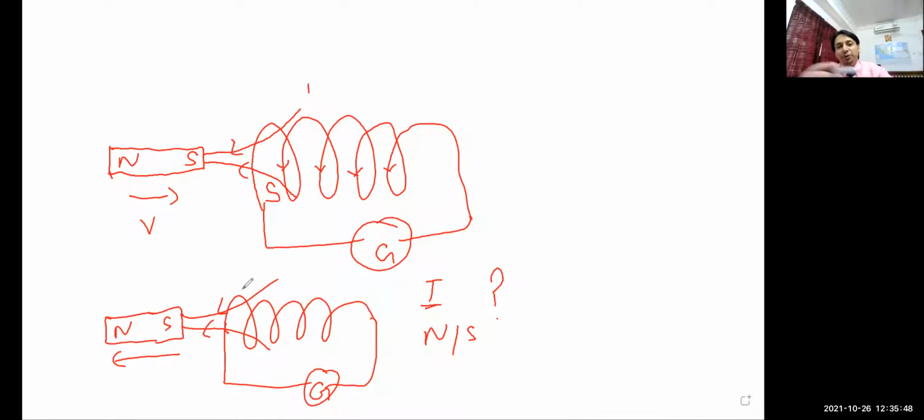So now, children, may I know the answer? Current in the coil will be clockwise or anti-clockwise? What pole will be here, north or south pole, children? Anyone from 10th class, please. I want to hear from you, children. North.